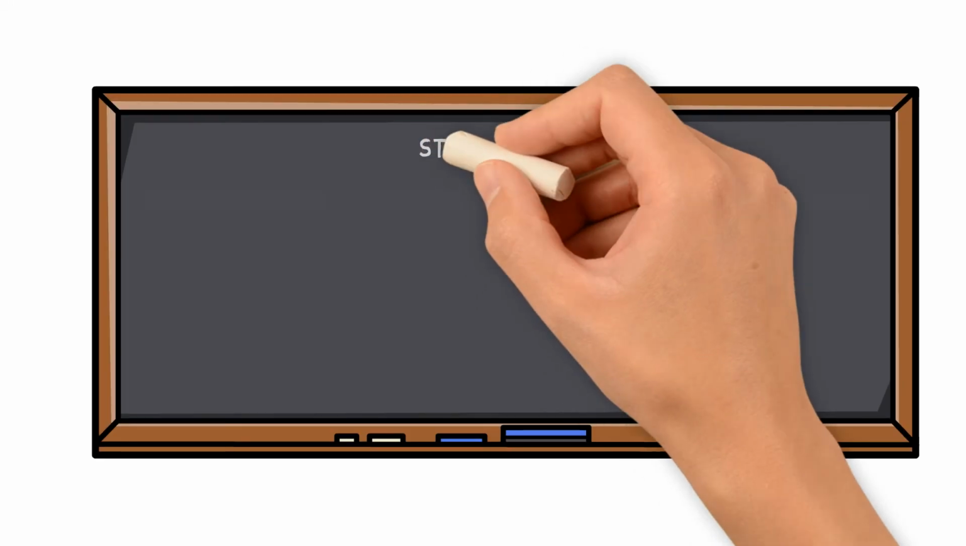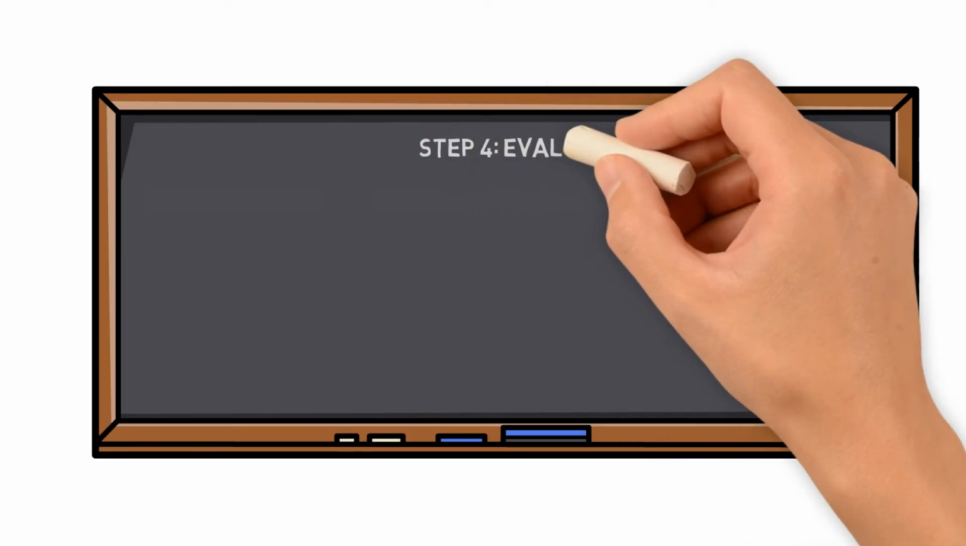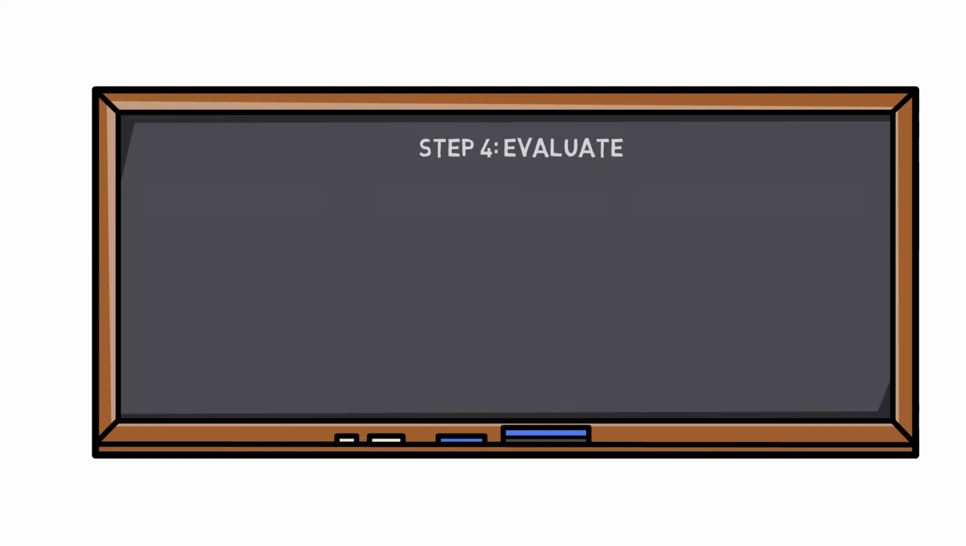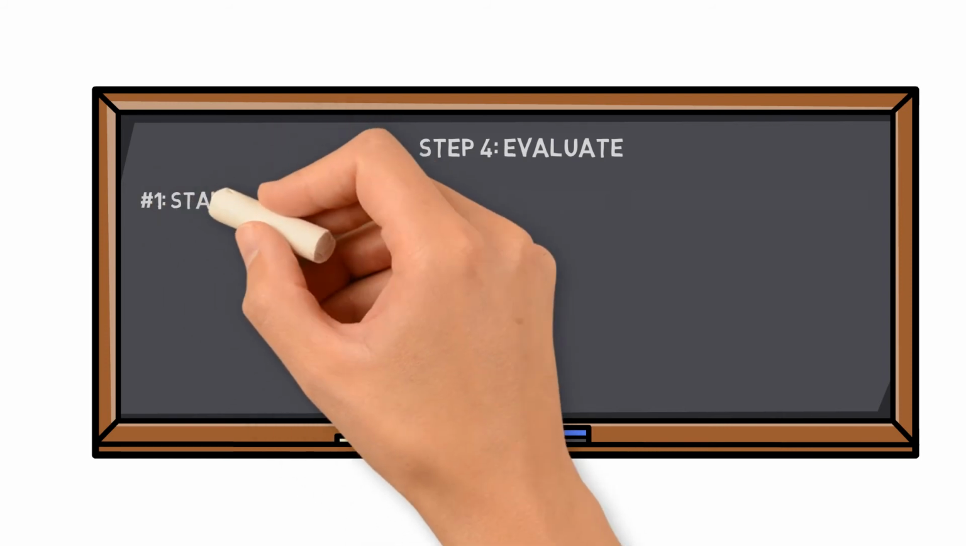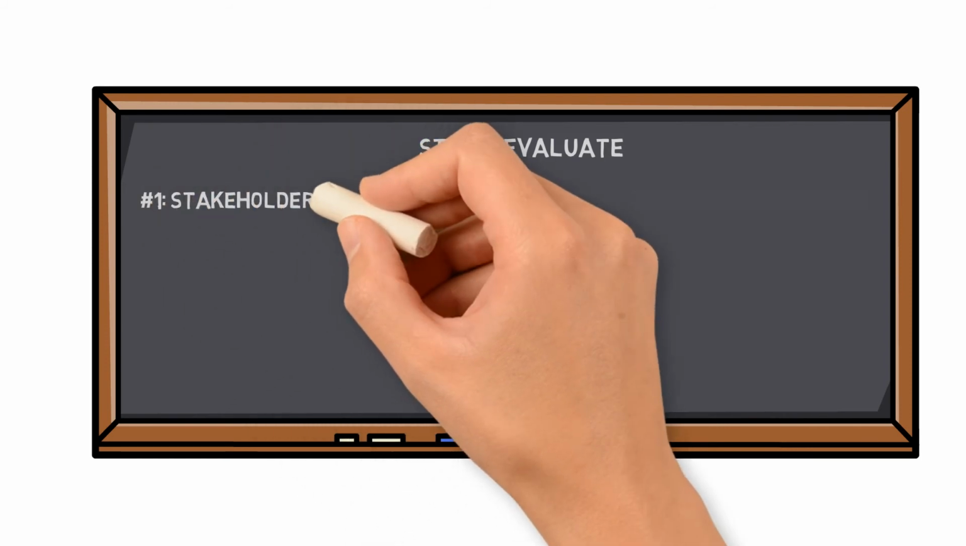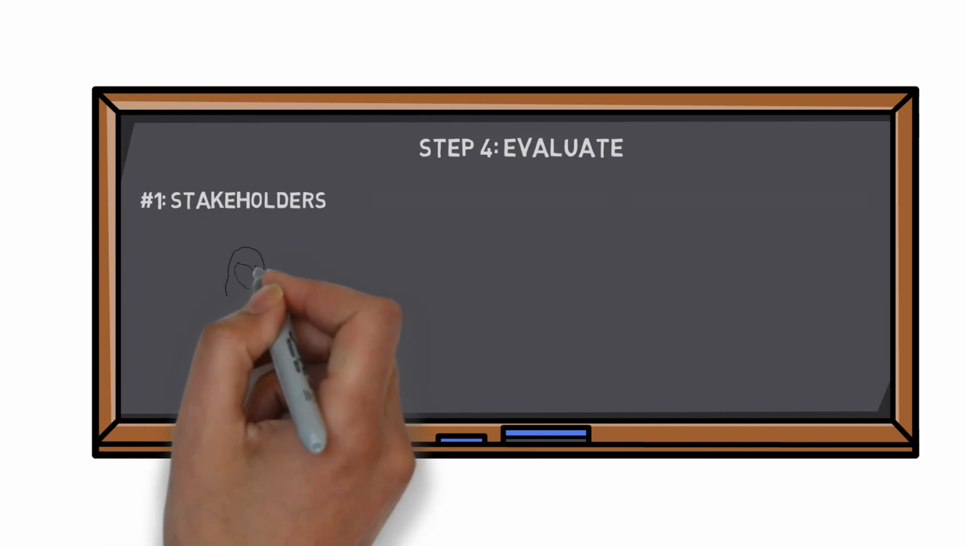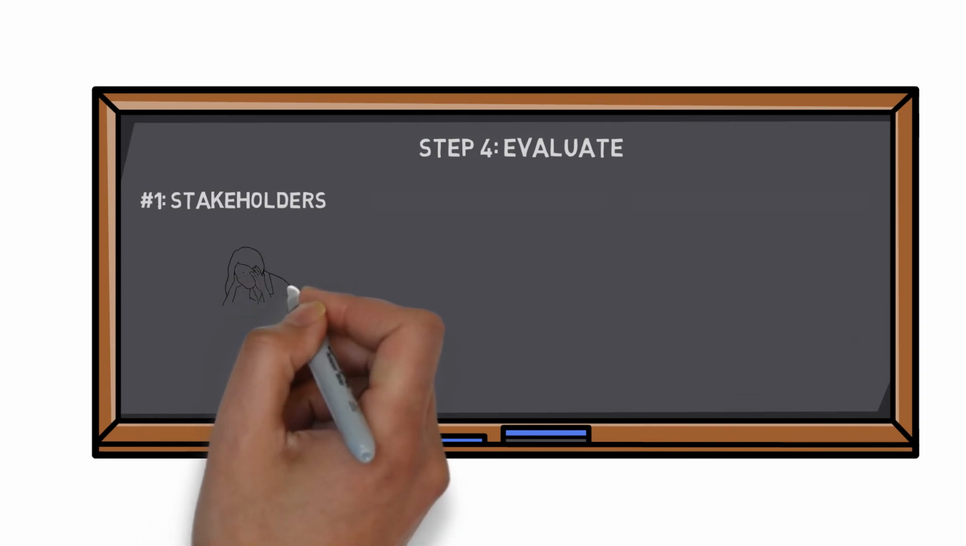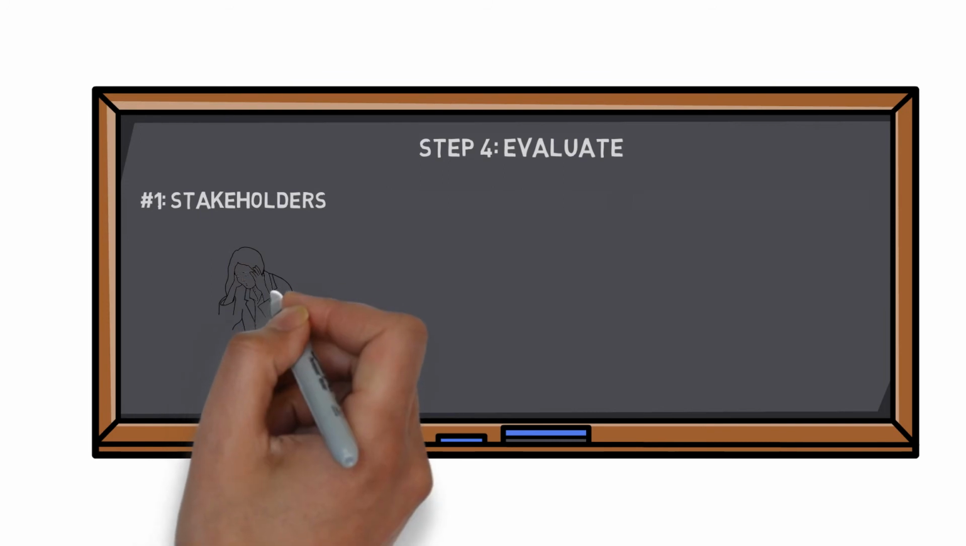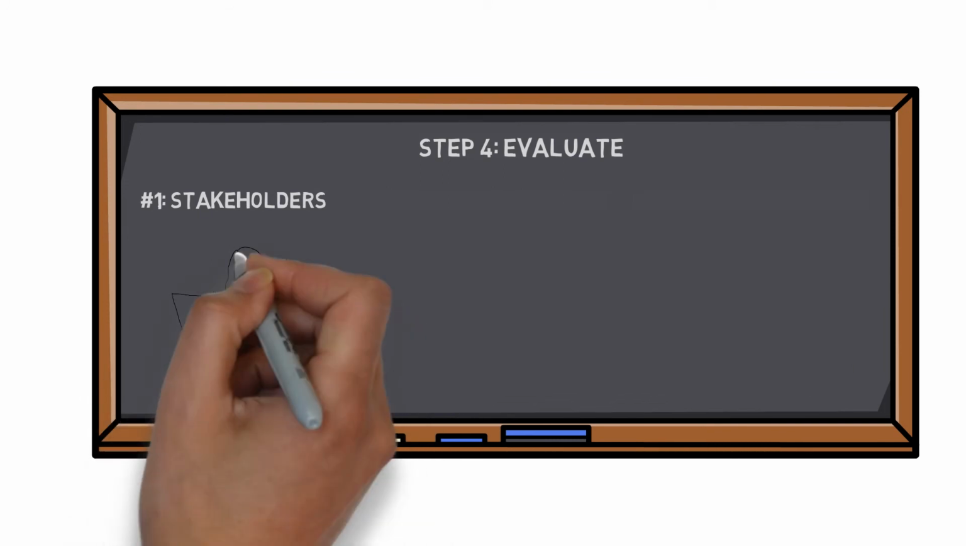The final step, evaluate. Step 4. There are 3 areas where it is recommended evaluations take place. Number 1, stakeholders. Experience and perceptions of increased workload can be a reality and must be known in order to shut down negative ideas and/or emotions to the process.